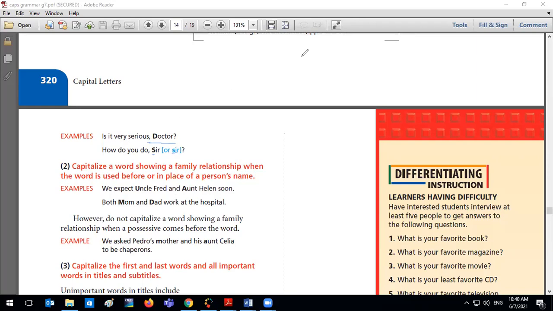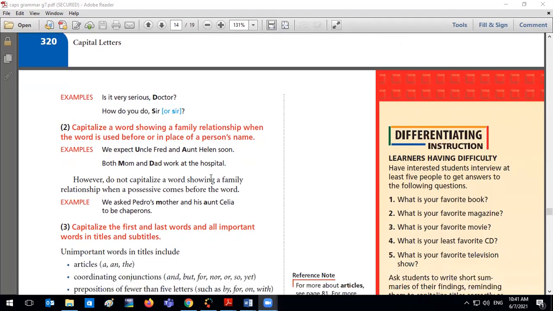How about family relationships? Here we have, for example, the word aunt or the word uncle, mom, dad. You capitalize them if they come before the name, just like we said, President Lincoln. We capitalize the P in president because it comes before the name. You also capitalize uncle or aunt because they come before the names Fred and Helen. So we capitalize them if they come directly before the name.